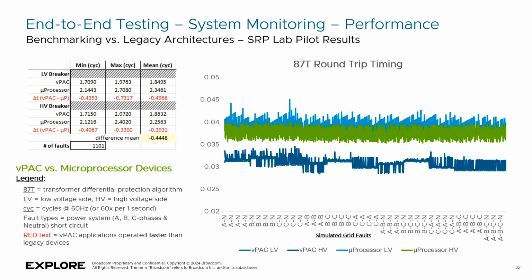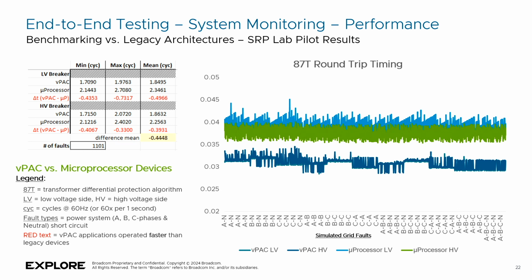The x-axis represents the faults, the simulated faults that we ran. Many types around the transformer. So ABC is the phases, neutral is N there. That's why we get slightly different iterations in time. But the bottom results are the virtualized protection and control. The top results are the microprocessors. Red indicates that the virtual system did beat the microprocessor relaying. In fact, by about 20% on the low voltage side and a little bit less on the high voltage side.